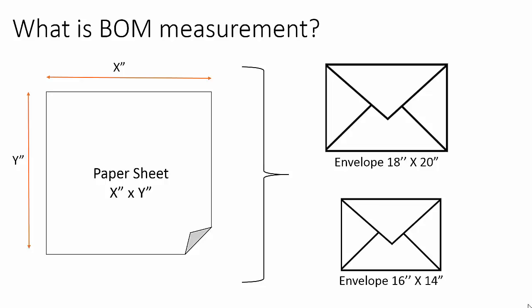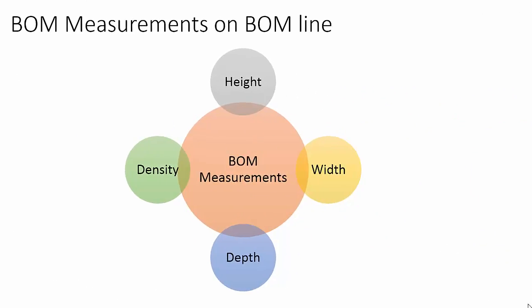Using the BOM measurement functionality, we can configure the single BOM to calculate the material consumption for the different sizes of envelope item. In Microsoft Dynamics AX 2012, we can consider the height, width, depth or density as BOM measurements on the BOM line to calculate the expected consumption for the BOM item. The finished envelope provides the dimensions required, and each BOM line uses these dimensions to calculate the appropriate quantity of component items that can be used during production.